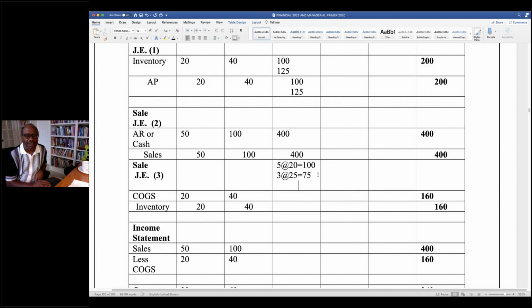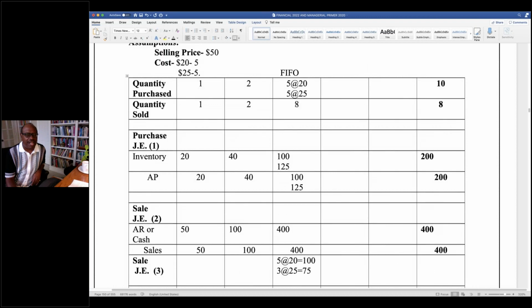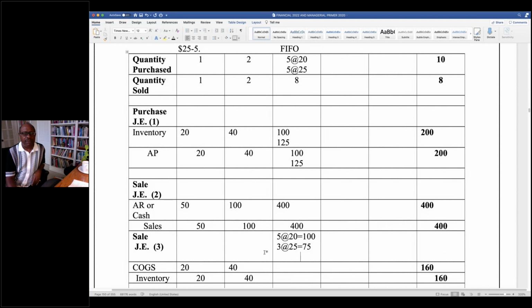Wait, how did you get 3? Because we sold 8. Okay. 5 that cost 20, 5 that cost 25. And we're selling the first ones. So we're going to sell 5 at 20, 3 at 25. So how much did it cost us all told? Total is 175.